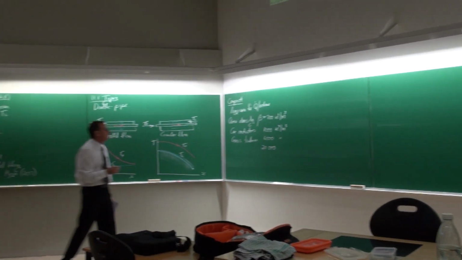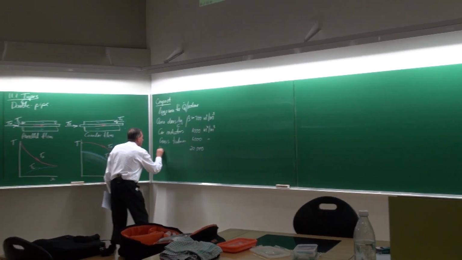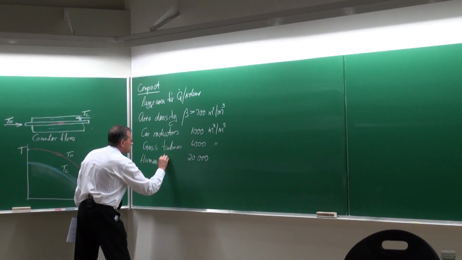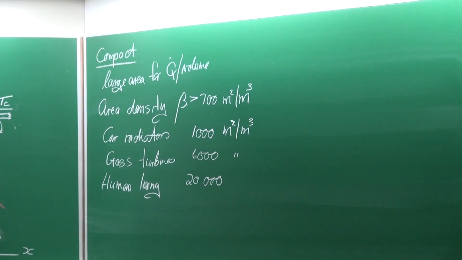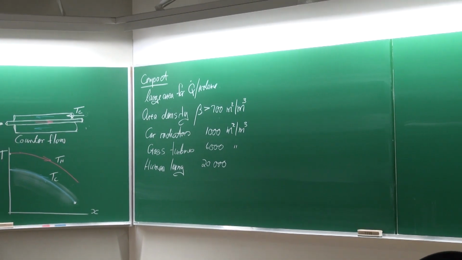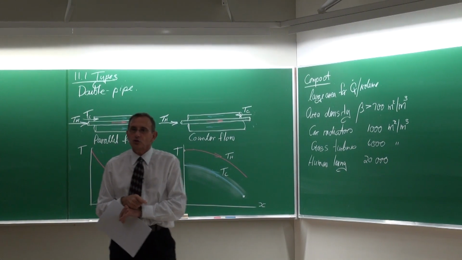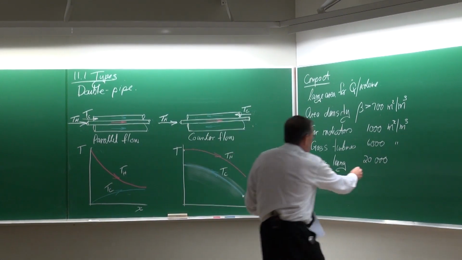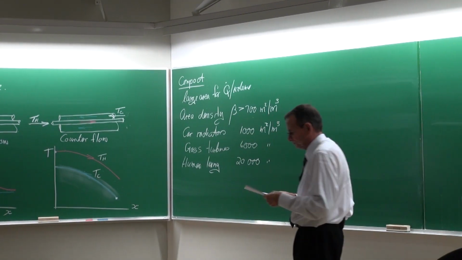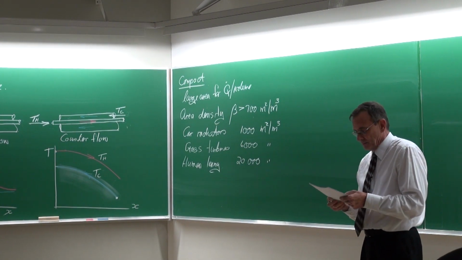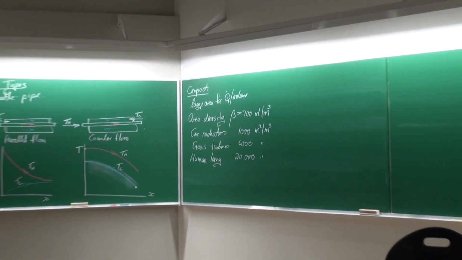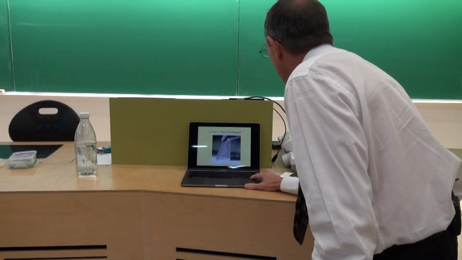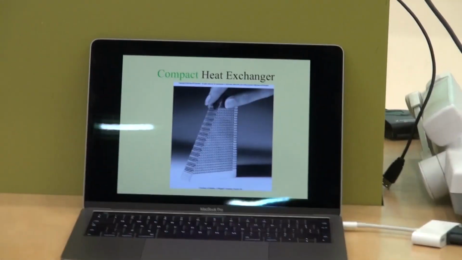The human lung. Yes, the human lung is the most compact heat exchanger that exists. And obviously we try to develop heat exchangers to get towards that area. Now, in terms of these compact heat exchangers, I just want to show you a photograph of it. Typical example. There you can see one.